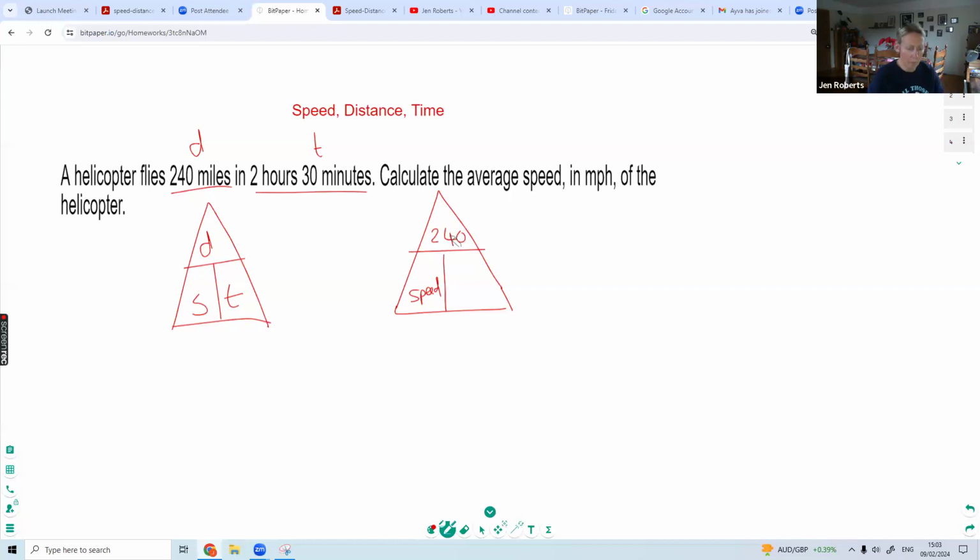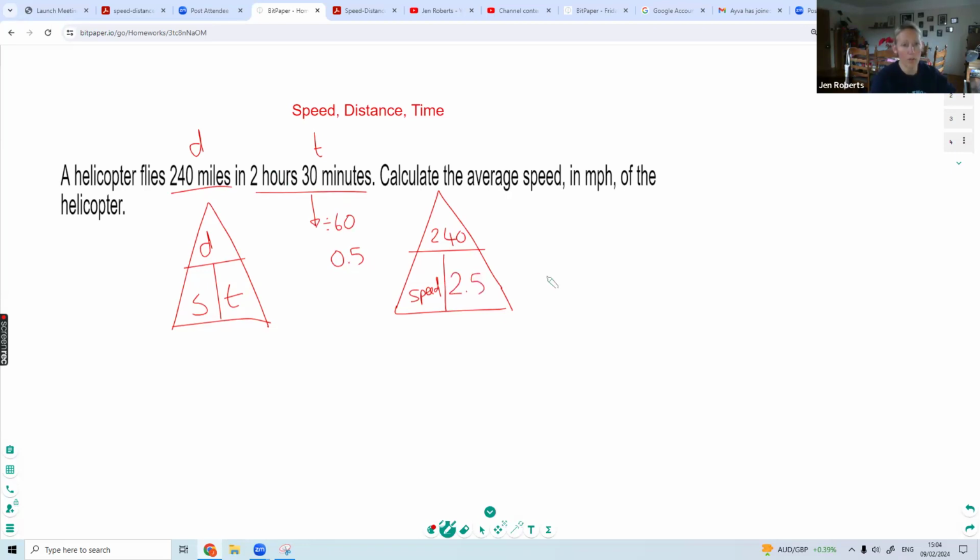Now, if you remember from a lesson that I've taught on this topic, when we have 2 hours, 30 minutes, we've got inconsistent units here. We need to have it all in hours. So let's divide this by 60. You can use your calculator if you like. It'll be 0.5. Add it to our 2 hours, we've got 2.5 hours.